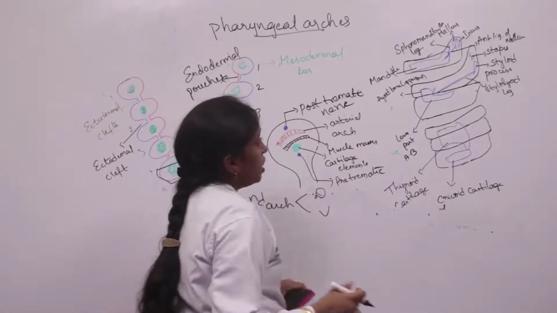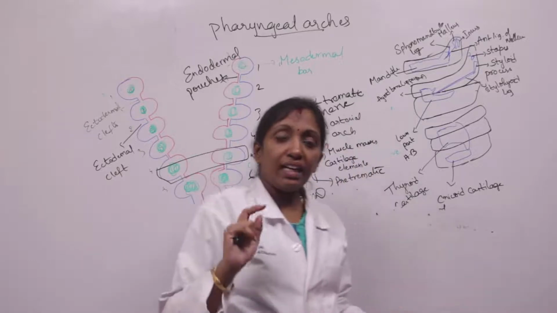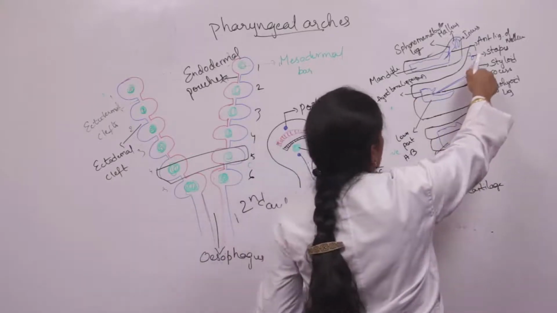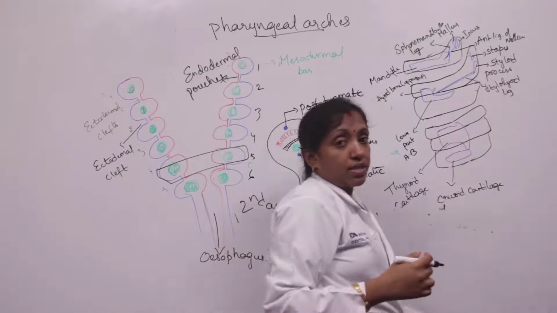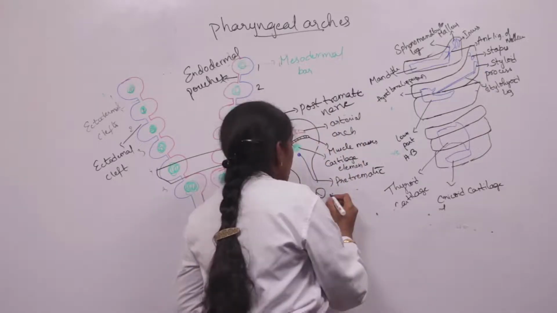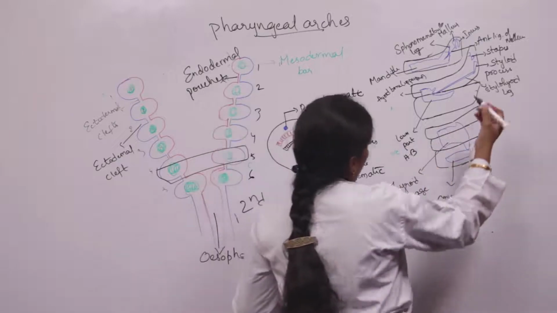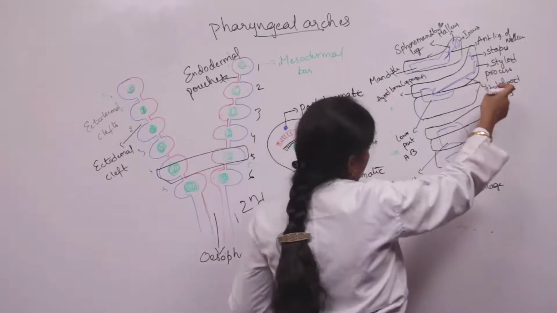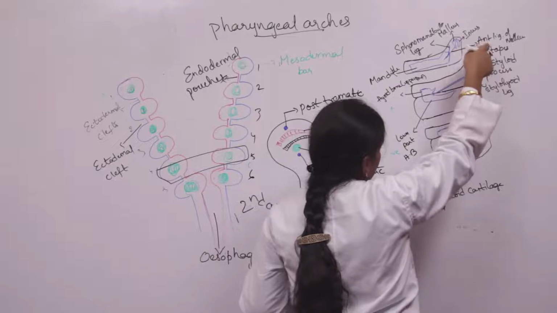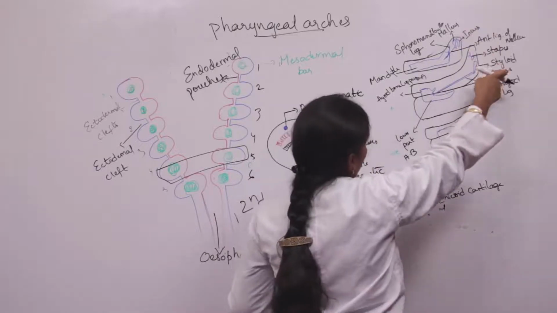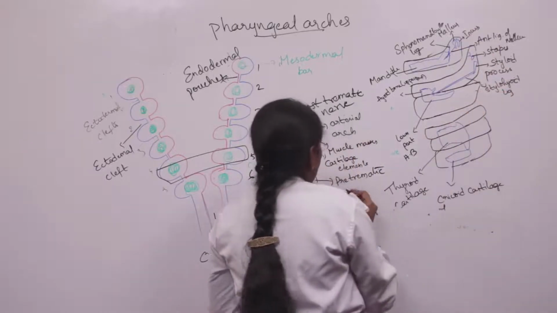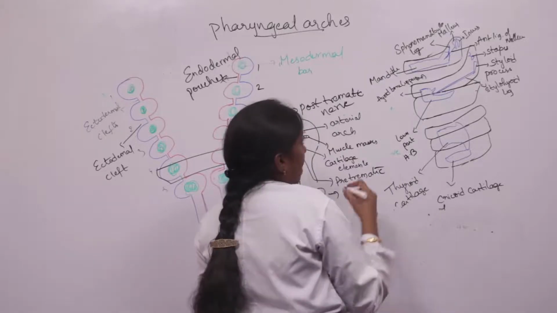The dorsal part extends up to the cartilaginous ear capsule and it forms one ear ossicle, that is stapes. Stapes forms from the dorsal part of the second arch, and it also gives rise to the styloid process and stylohyoid ligament. The dorsal part forms the stapes, styloid process and stylohyoid ligament. They are derived from the dorsal part of the second arch.